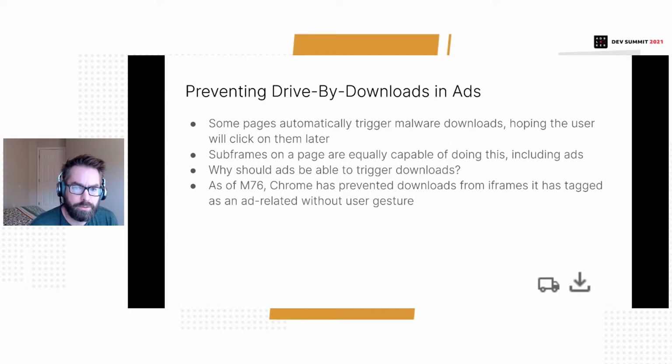So we thought, and thought some more, and we couldn't really think of any legitimate instances where ads should be downloading resources to the user's device, especially without any sort of interaction. So we created an intervention, and with it, Chrome will drop downloads from frames that are tagged as ads if the user has not interacted with that frame. And this launched in Chrome 76.